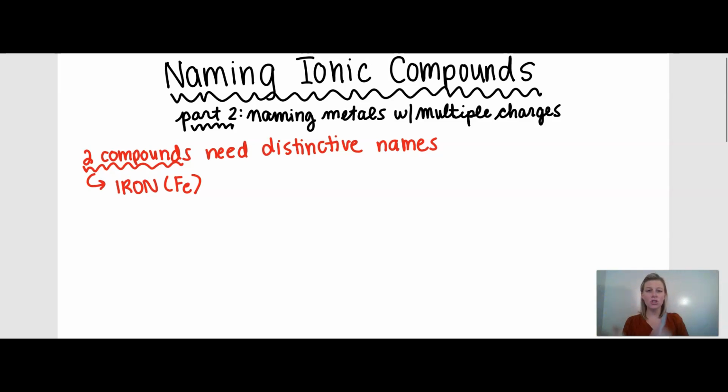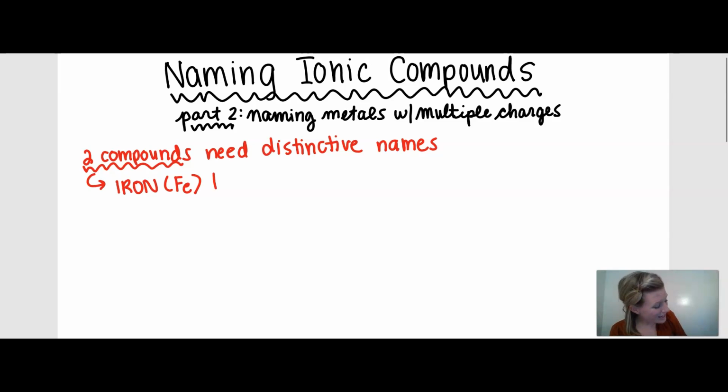So it forms two different distinctive charges, which means it's going to combine in a different ratio. For example, if it's iron +2 and it's bonding with oxygen, which is a -2, they're going to combine in a 1-to-1 ratio to form a neutral compound. But if I have an Fe that's a +3 and an O that's a -2, they're no longer going to combine in that 1-to-1 ratio. So we need to take a look at how we can distinguish which compound is which.